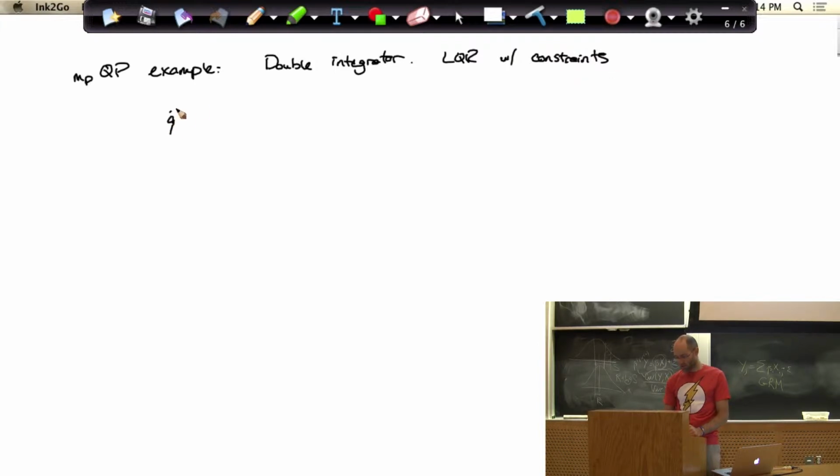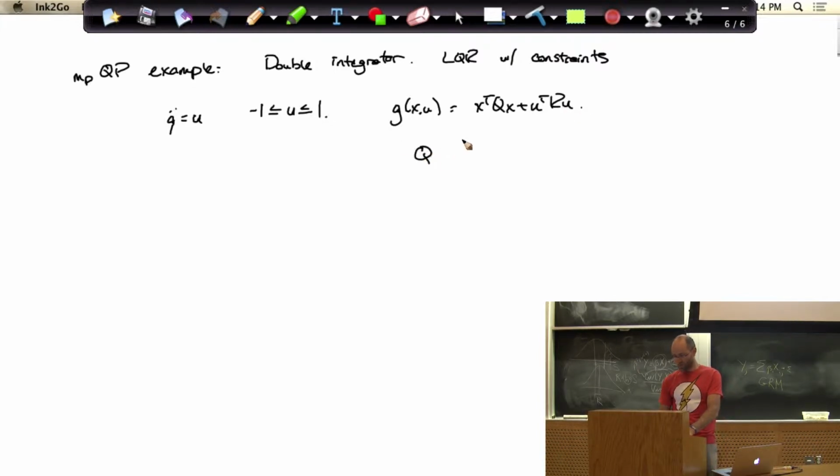So q double dot equals u. U lives in here, and my cost function is... and then what I'll do is use a numerical example right out of the paper I just cited.